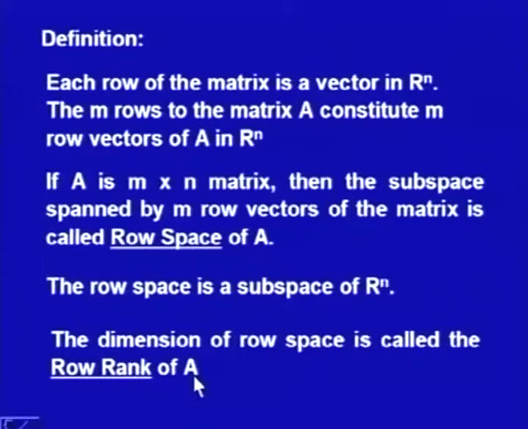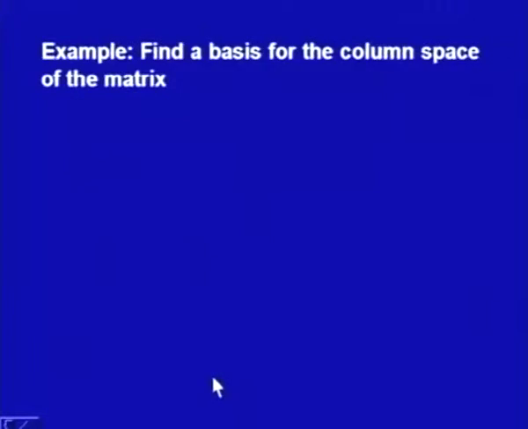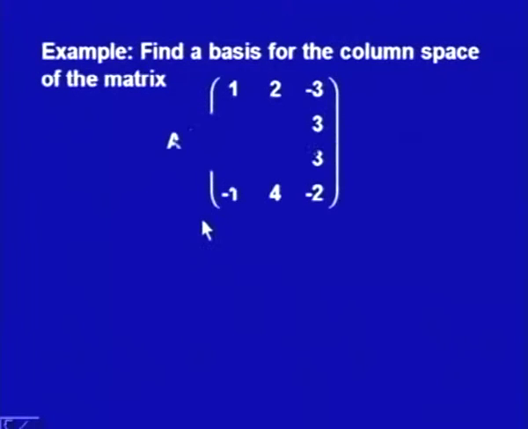So, we have a matrix A whose column vectors constitute the column space, and the column rank is the number of linearly independent column vectors. It will also have a row space generated by the row vectors of the matrix, and the row rank is the number of linearly independent row vectors in A. Now, on the basis of this, let us find the basis for the column space of a matrix.